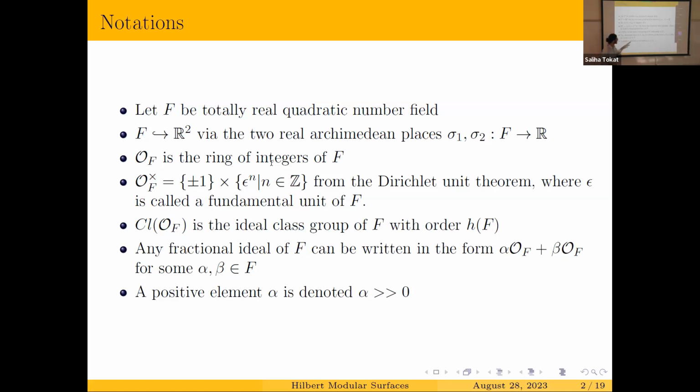And any fraction ideal can be written in the form of alpha OF plus beta OF for two elements alpha and beta. This should be a totally positive element. Totally positive means its image under both the sigmas is positive. Of course, each sigma sends to the real numbers, so there is an order defined.